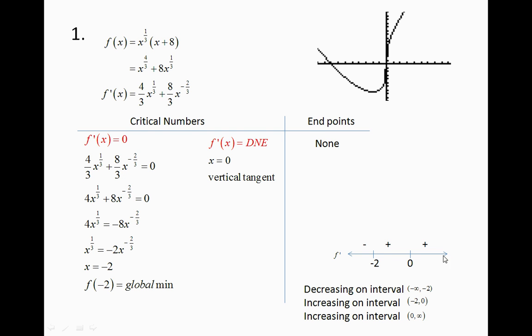So when I've got my little number line chart made here, it's real easy to see that my function must be decreasing, because the slope is negative on the interval up until -2, and the function must be increasing on the interval from -2 to 0, and again increasing on the interval from 0 to infinity. Remember, at 0 the derivative does not exist, so I leave that out of my interval with the parentheses instead of a square bracket there.